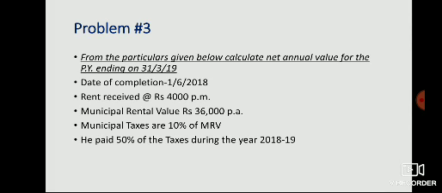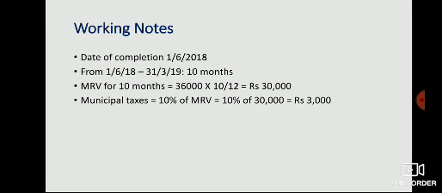In this problem, we have to deal with condition number 5, that is the house was in existence only for a part of the year and not for the whole year, and also deduction of municipal taxes. These are your working notes. Date of completion is on the 1st of June 2018. Therefore, the house was in existence for 10 months. MRV for 10 months will be rupees 30,000. And also municipal taxes will be equal to 10% of MRV. So 10% of 30,000 will come to 3,000.